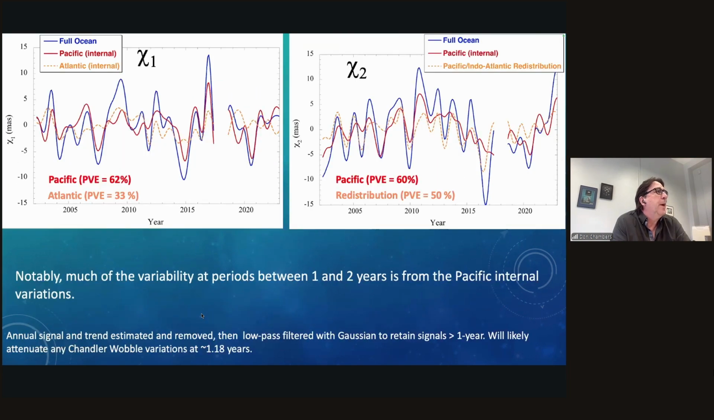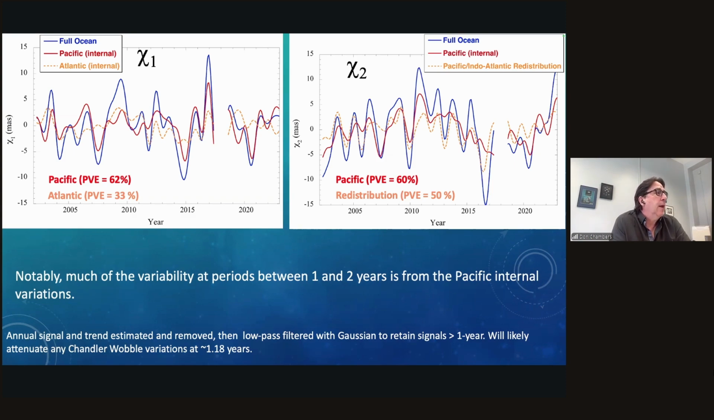And so if we do a low-pass filtering to really focus on the interannual, you can see that for Chi-1, the Pacific is about 62% of the variance. The Atlantic contributes a little bit, 33% of the variance. And then in the Chi-2, it's basically a combination of the Pacific internal and this large-scale mass redistribution. They contribute more or less evenly to it.